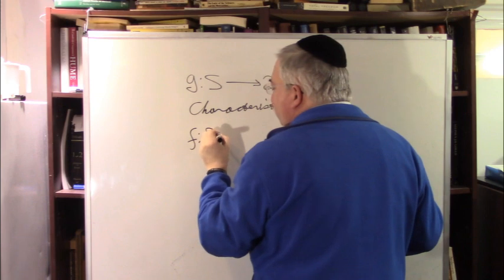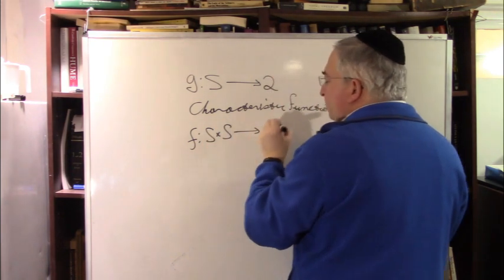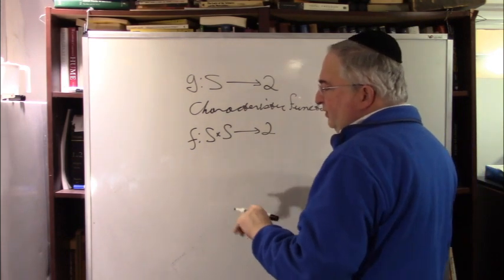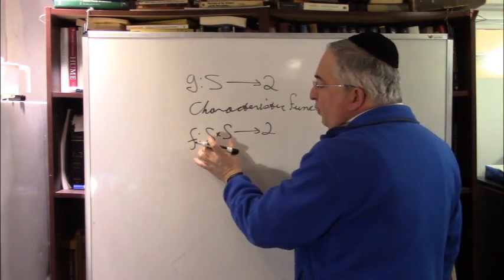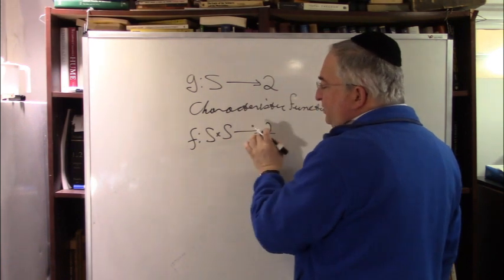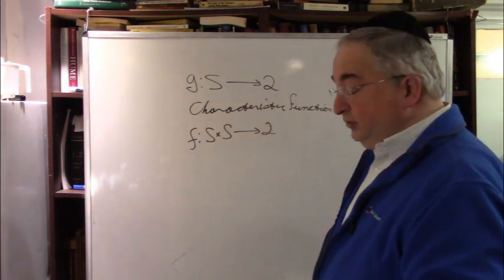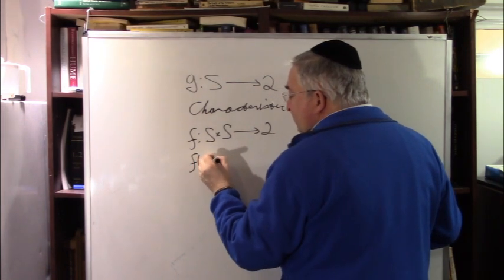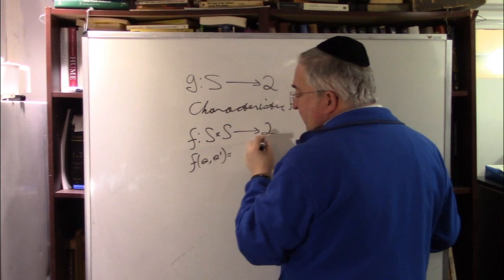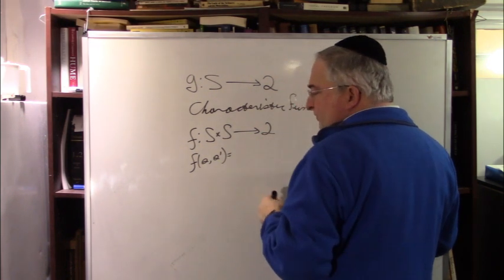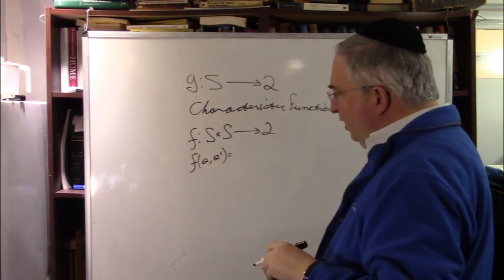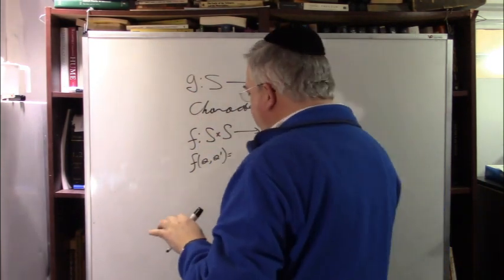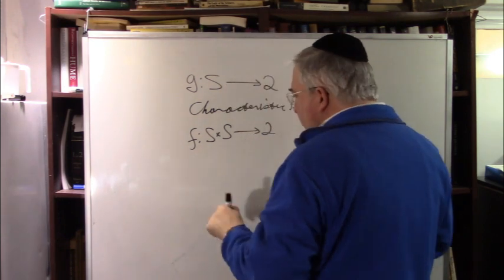Great. Now I want to talk about another function, which goes from S cross S to 2. You can think of it as a characteristic function, but it's not really one. What it does is compare two elements, S and S prime, and you're going to get either 0 or 1. So this has two inputs, while the other has one input.